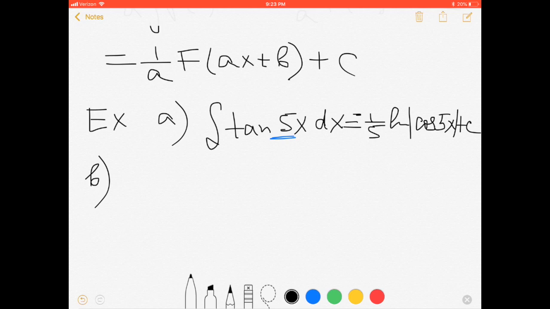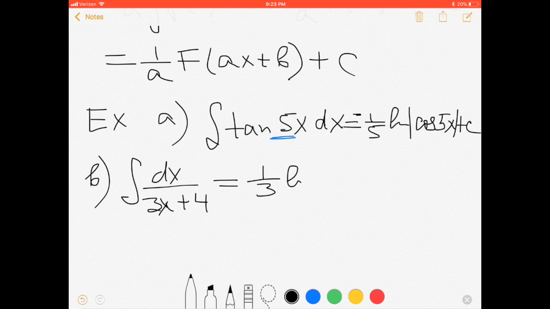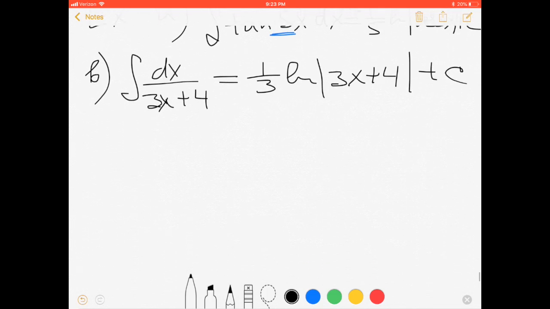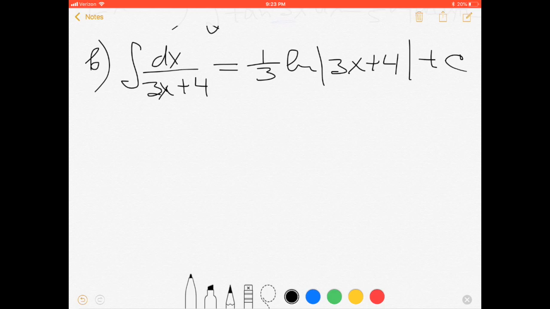You see, now we are ready to write this integral. B. What happens if you have dx over 3x plus 4? Remember, this is a linear combination. a is 3. This means here I have 1/3 natural log of absolute value of 3x plus 4 plus c.